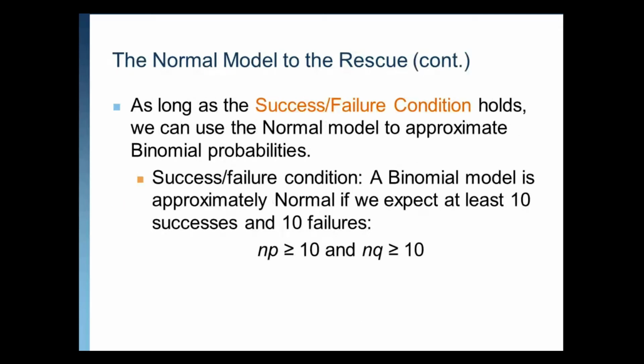Okay. We can do this as long as our success-failure condition holds, and that is NP must be at least 10 and NQ must be at least 10. So if we're flipping a coin 10,000 times, 10,000 times 1/2 is 5,000. That's certainly more than 10. And the number of failures would be 10,000 times 1/2, which is at least 10 also, because that's also 5,000. So we really only use the normal model if we have a very large number of trials. Okay, so just be aware of that.